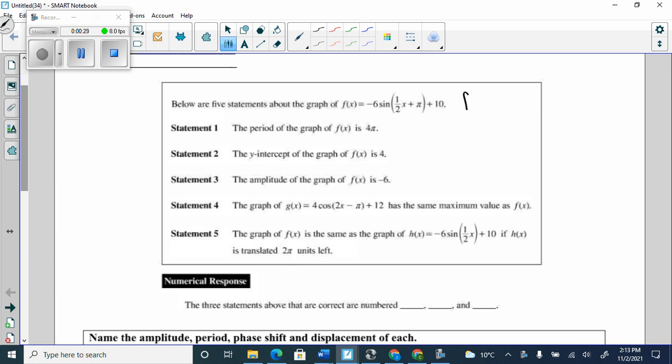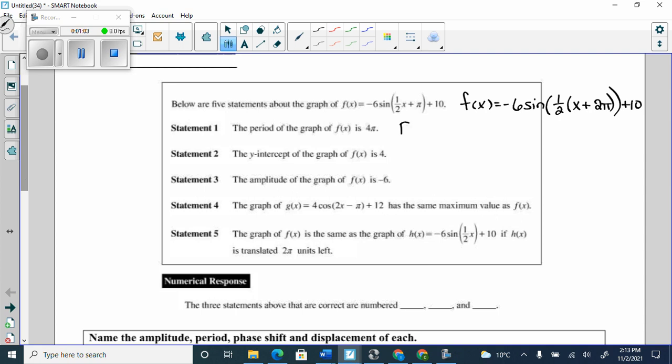So we're going to get f of x equals negative 6 sine 1/2 (x + 2π) + 10. When we divide by a half, it's like multiplying by 2, so we get 2π. Remember, when you divide by a half, it's like multiplying by 2, right? So the period of the graph is 4π. Well, it was originally 2π. I'm now stretching it by a factor of 2, so it should be 4π.